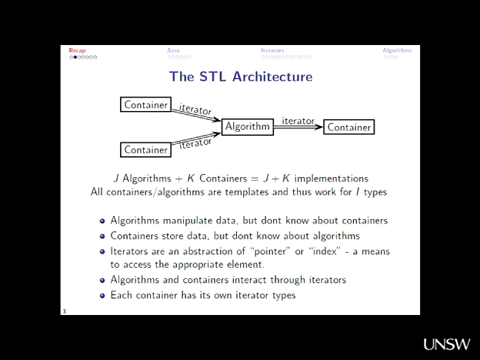Okay? So we mentioned that algorithms manipulate data, but they don't actually know about how the container underneath works. Containers store data, but the algorithms that work on them don't know about them. Iterators are the glue that connects the two, and so they interact through the iterators. Each container contains its own iterator type. An iterator itself is a type that helps work with a container. A container is also a type.